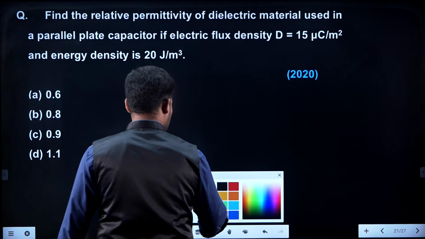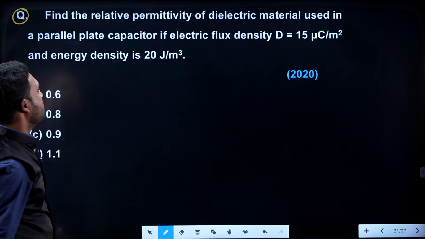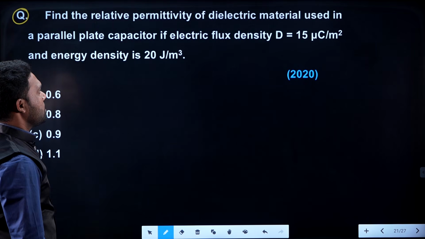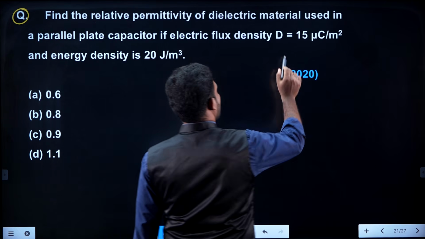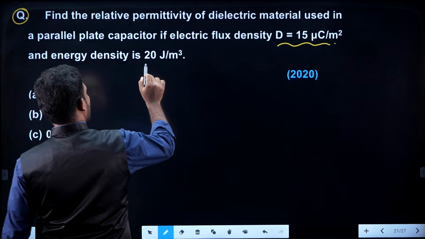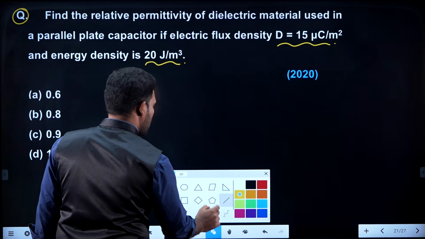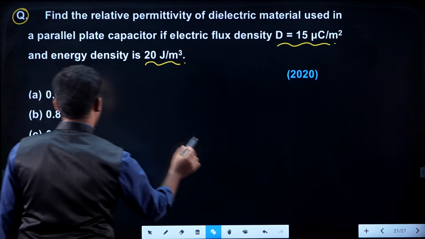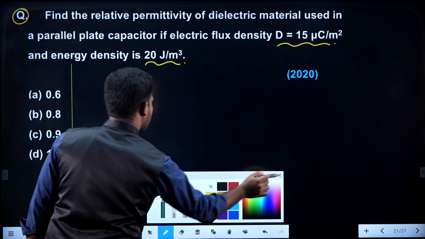Yes. See here, it is also directly purely based on formula. Find the relative permittivity of the dielectric material used in the parallel plate capacitor if the electric flux density D is equal to 15 microcoulomb per meter square and energy density 20 joule per meter cube is given. Fine. So, as I said earlier, what is the energy density formula?